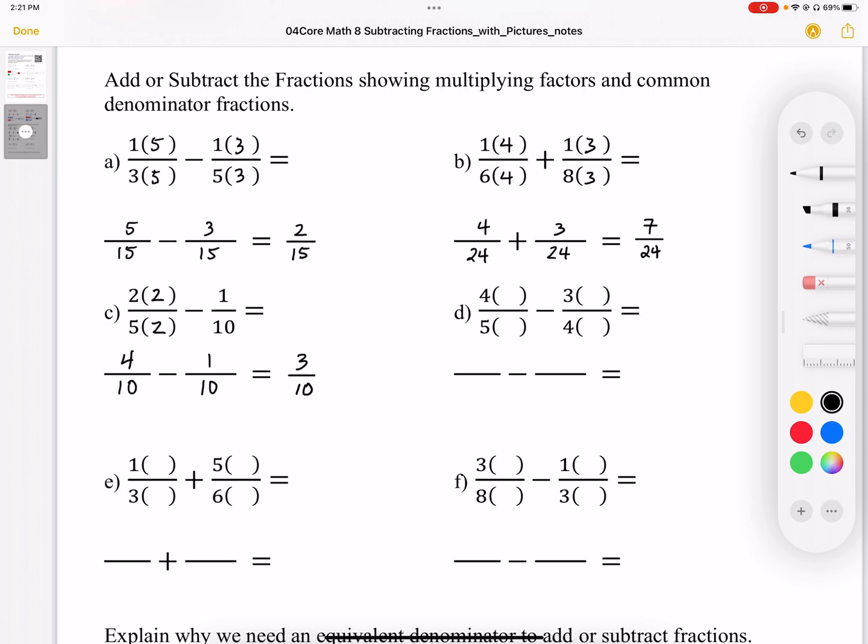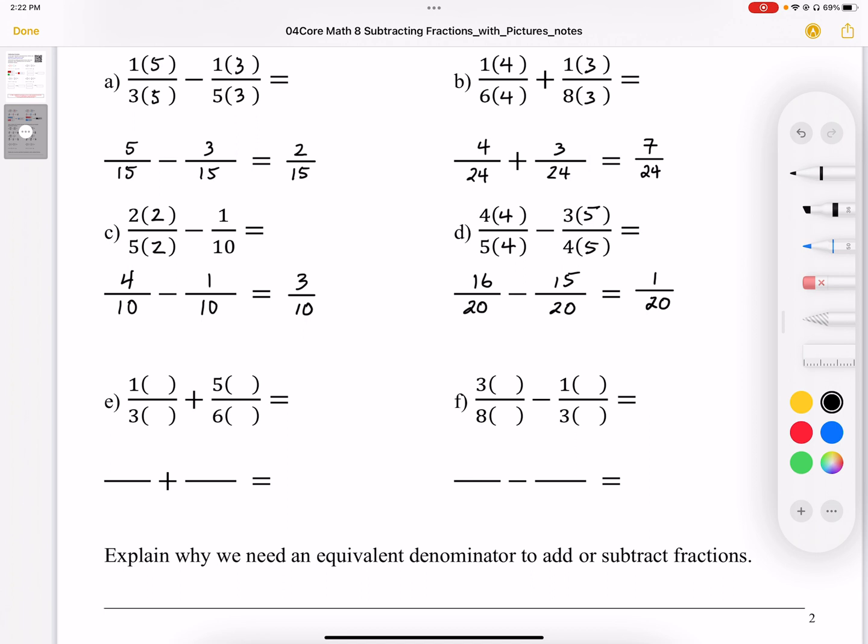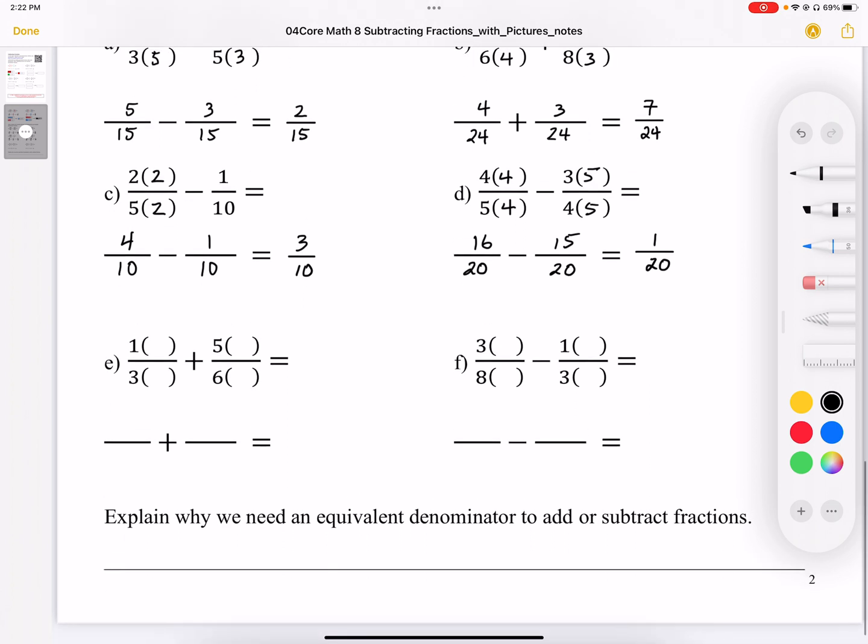For 5 and 4, we need a common denominator of 20. So I need a times by 4, times by 4. That's going to give me 16 out of 20. I need a times by 5, times by 5. That's going to give me 15 out of 20. I'm subtracting, so I have the same size pieces. I have 16 of them, but I'm going to take away 15. That leaves me with 1. And the size pieces is going to be 1/20 pieces. Again, make sure you're writing in the multiplying factors and the fractions with the common denominators.